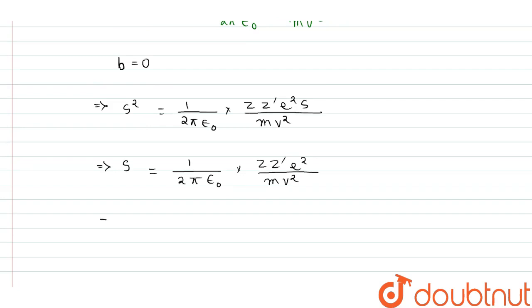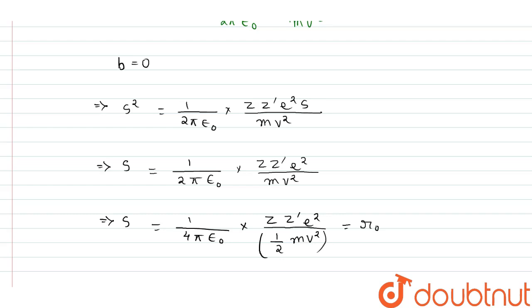Therefore now we get s equal to 1 by 4 pi epsilon naught into Z'e squared divided by half mv squared, and this is r naught. This is the distance of closest approach, hence proved, and this is our answer.